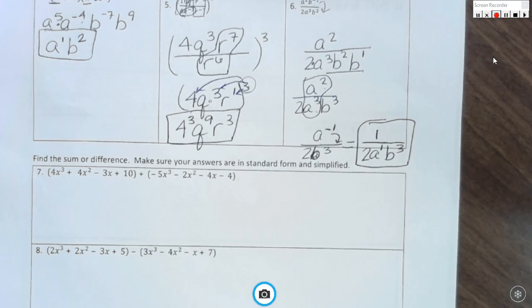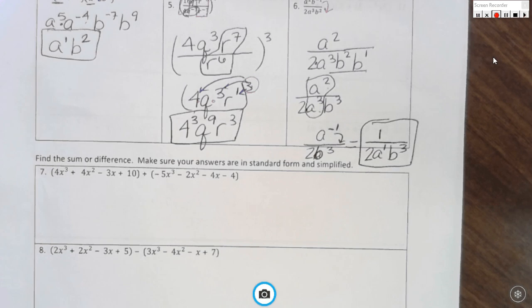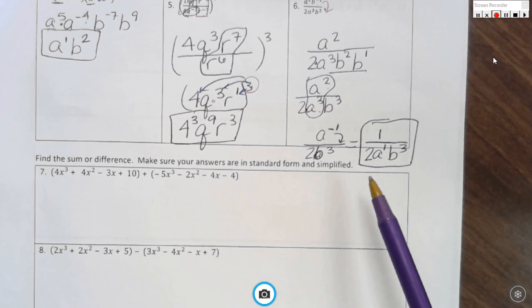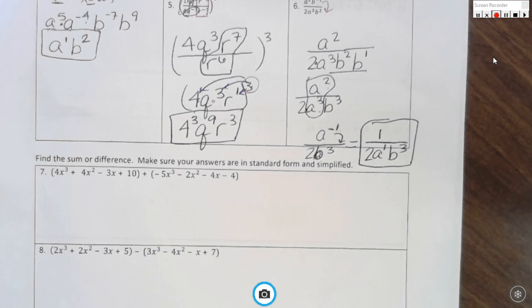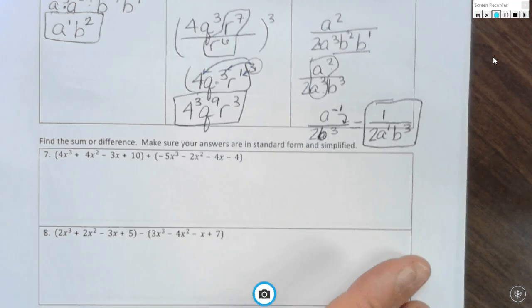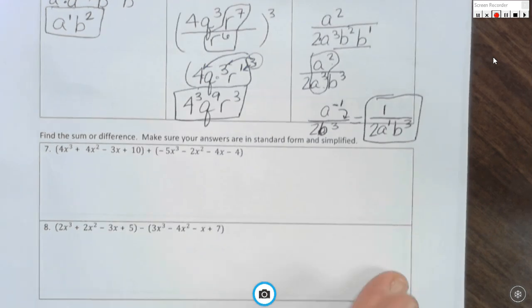Okay, so notice there are not any more same bases there. Everybody always wants to know, how do you know when you're done? So I don't see any same bases. I don't see any negative exponents. I don't see anything, so that's how I know that I'm done here. No more properties which I can apply, so I must be done. All right, let's move on to number 7.